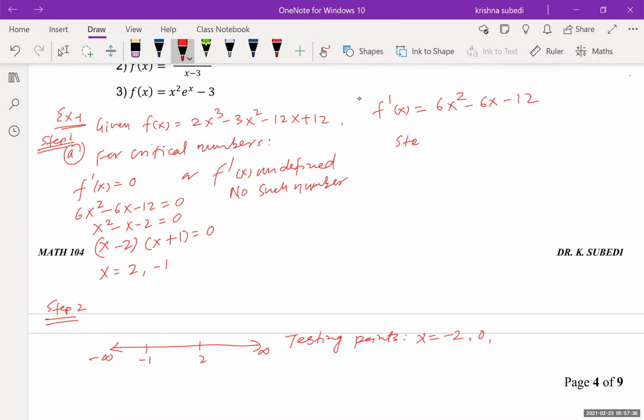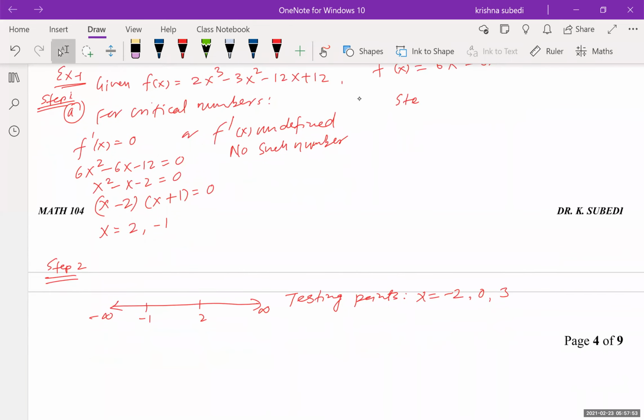For example, for negative infinity and -1, you can choose -3427.3 if you like, but I suggest that you make your life easy. So for the second interval, we choose a nice easy number, which is 0. In the third interval, let me choose 3. Now let us test this.